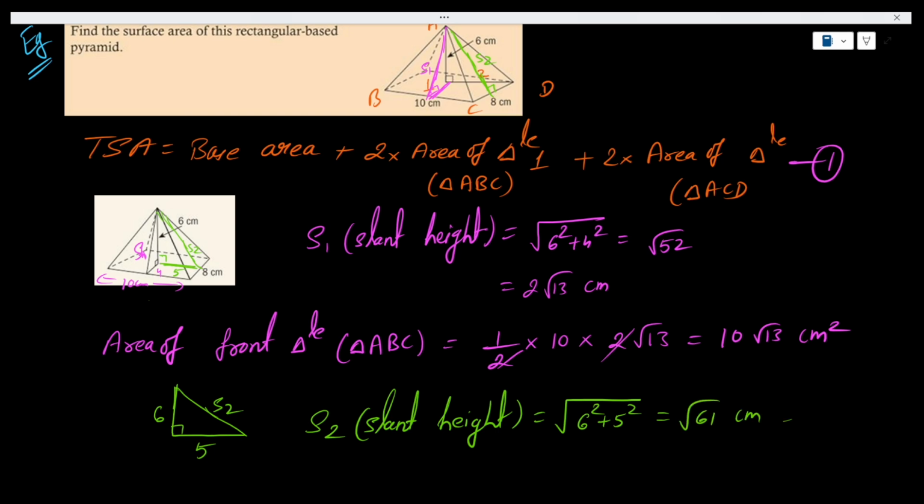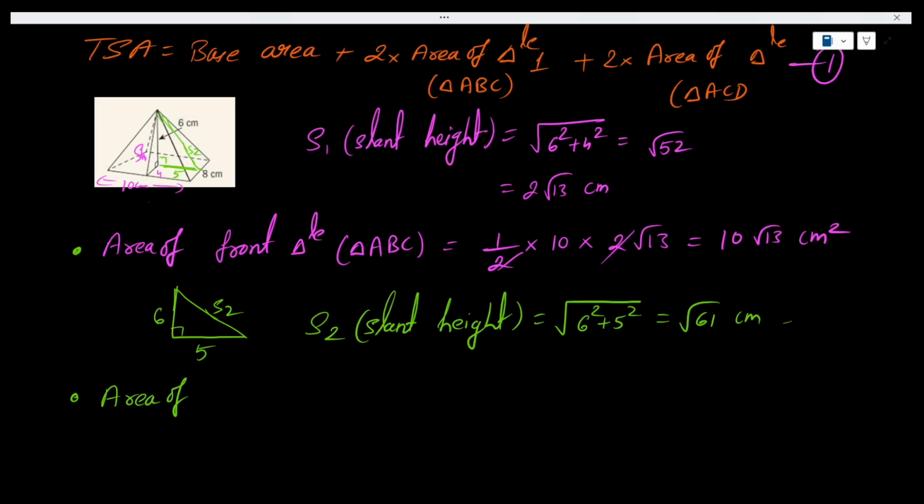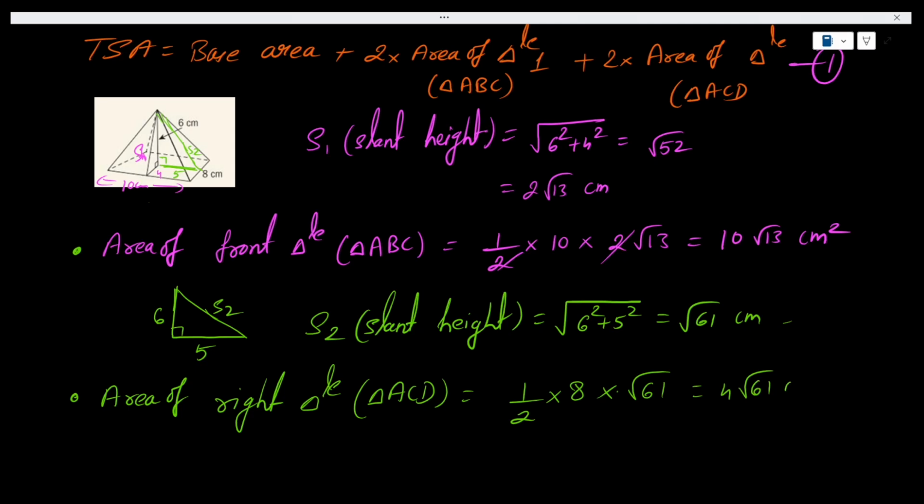Now 61 can't be simplified further, it is a prime number. Then the area of the side triangle, which is triangle ACD: the base is 8 and the slant height is root 61. So it's 4 root 61 centimeter square.